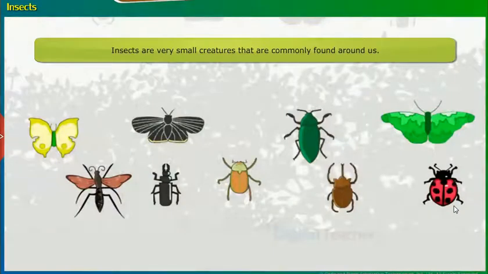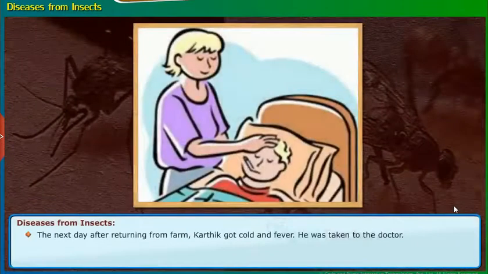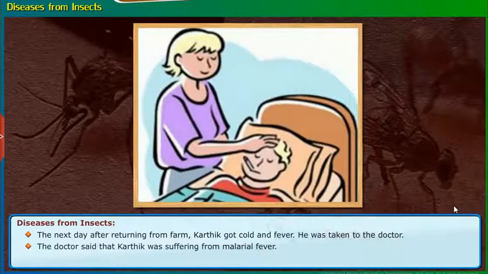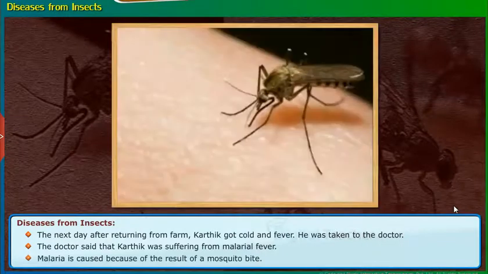Insects are very small creatures that are commonly found around us. The next day after returning from farm, Karthik got cold and fever. He was taken to the doctor. The doctor said that Karthik was suffering from malarial fever. Malaria is caused because of the result of a mosquito bite.